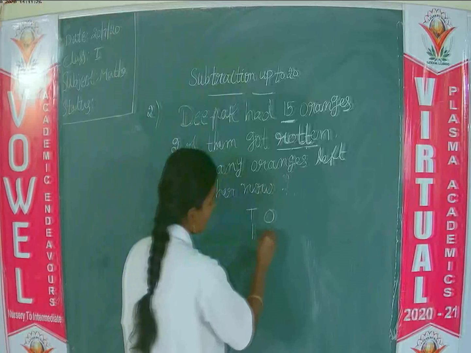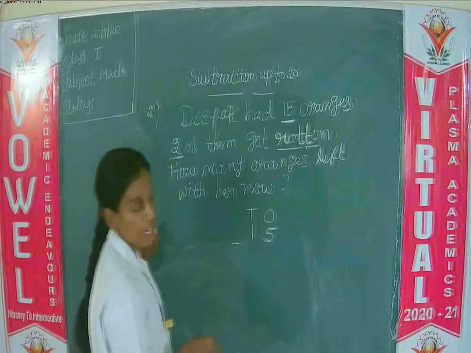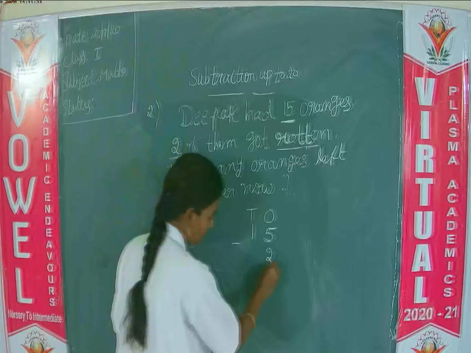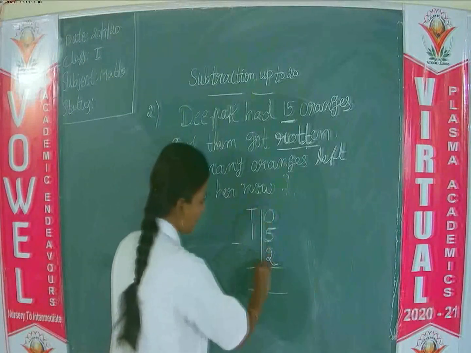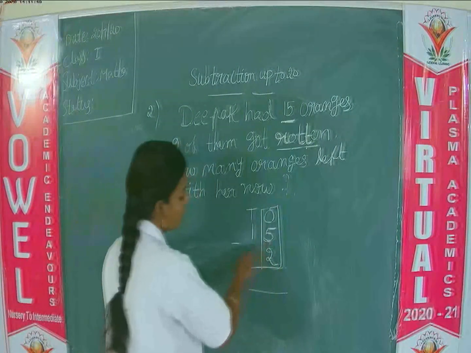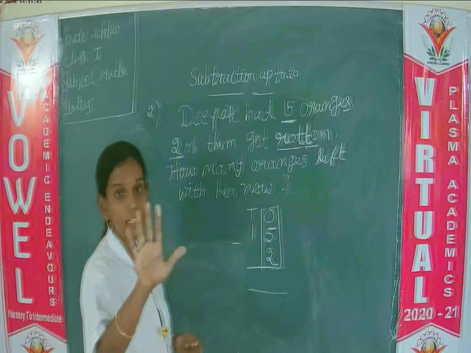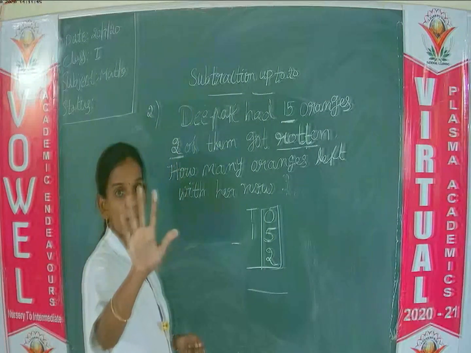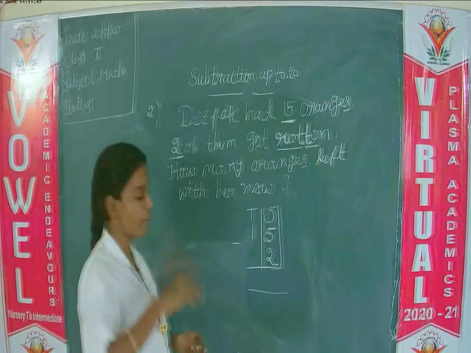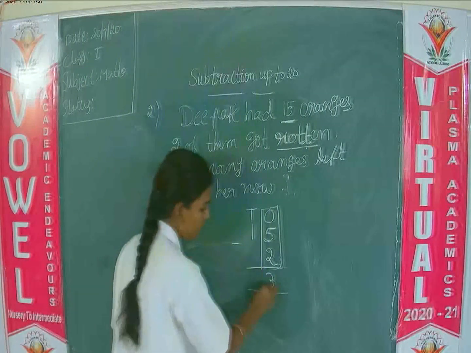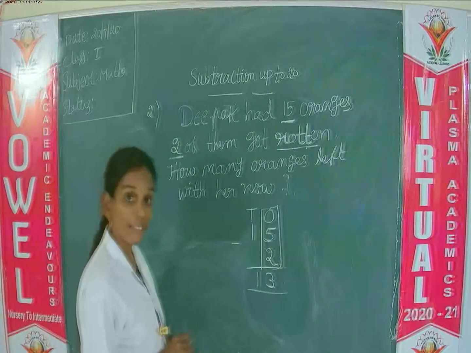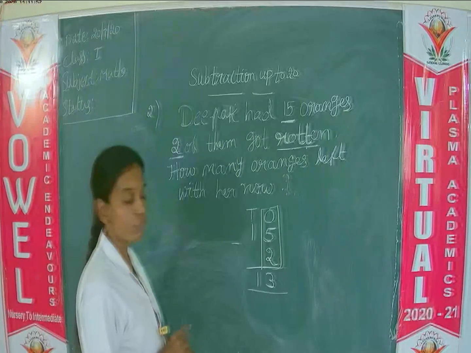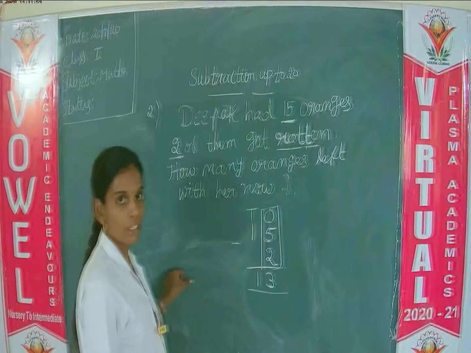Take 15, a 2-digit number, and in that how many rotten? 2 oranges rotten, that 2 we write in the ones place because that is a 1-digit number. Now you can subtract 5 minus 2 first. Open 5 fingers, close 2. How many remaining? 3. Remaining 3. And you can write this one. So 15 minus 2, 13. Did you understand this one?